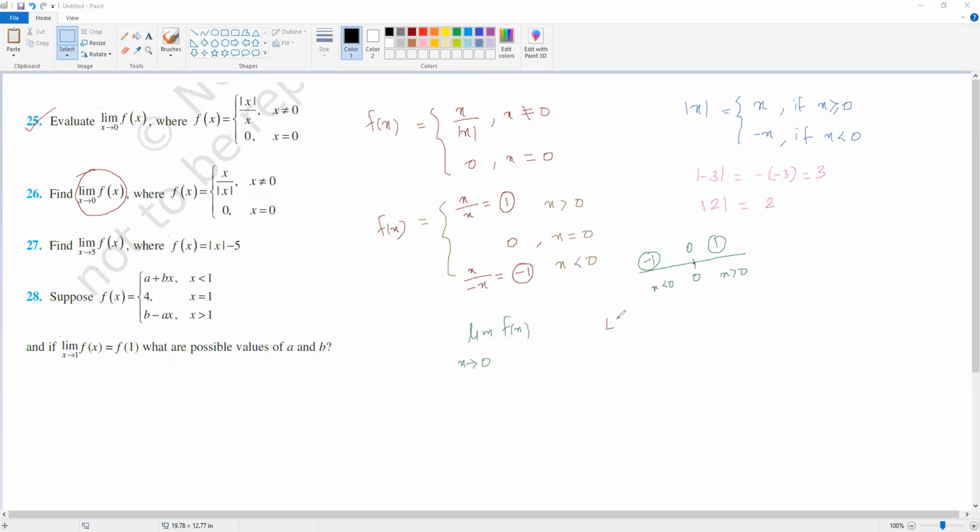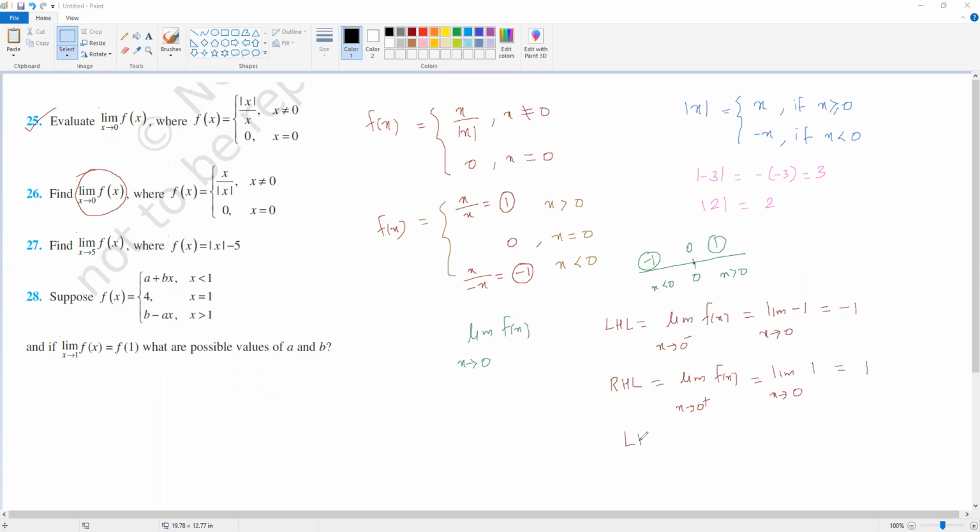सबसे पहले left hand limit is equal to the limit of that function as x approaches 0 from the left side. When you are approaching 0 from the left side, the function is minus 1. So limit of minus 1, limit of a constant is constant, minus 1. Now right hand limit. Right hand limit is the limit of the function when you are approaching 0 from the right side. When you are approaching 0 from the right side, the function is 1. So limit of 1 is 1.